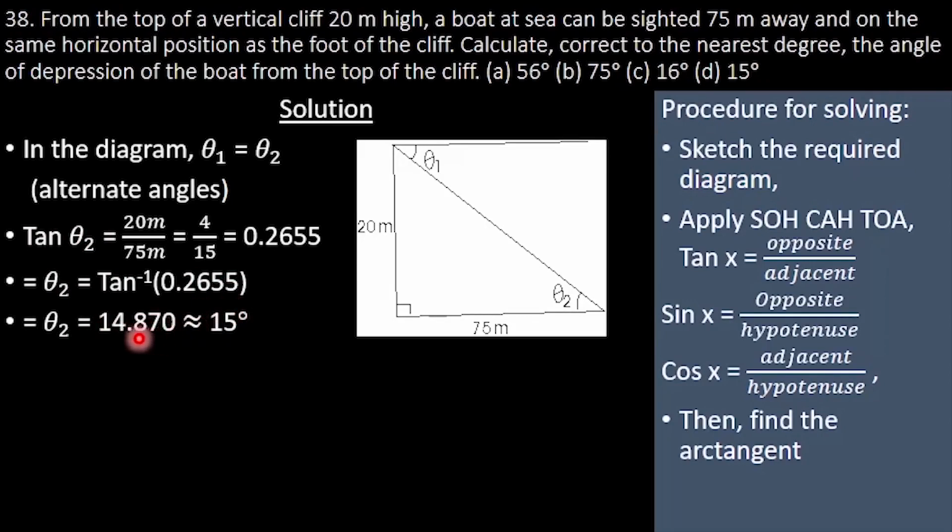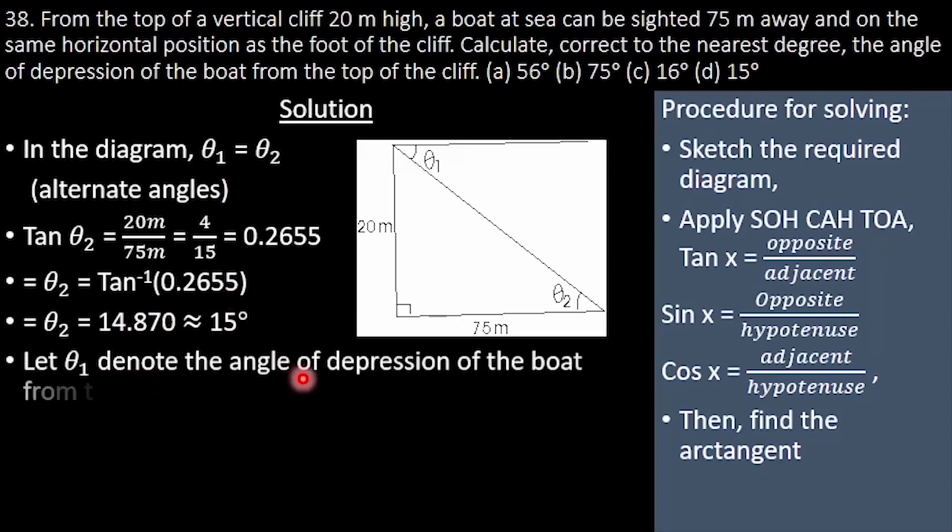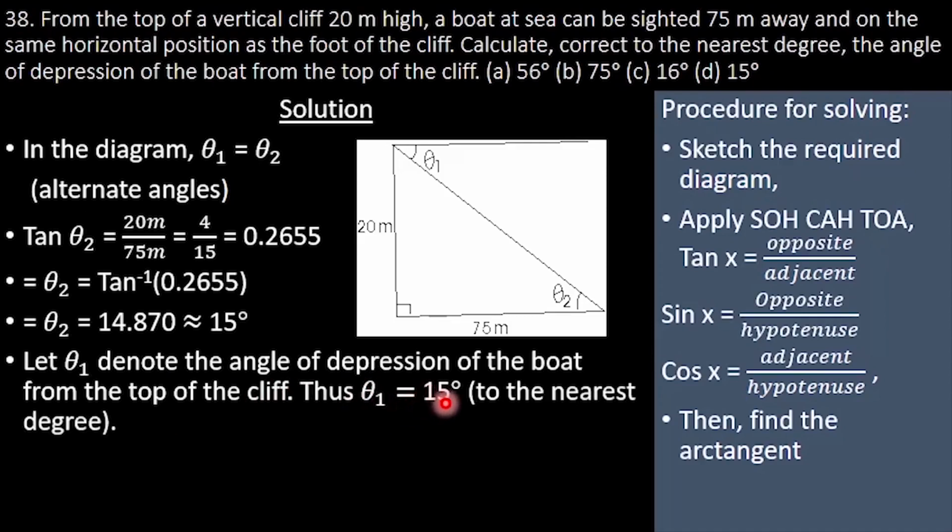Now let theta 1 denote the angle of depression of the boat from the top of the cliff. Theta 1 is equal to 15 degrees. That is, theta 2 is equal to theta 1 because they are alternate, and alternate angles are equal. Therefore, theta 1 is equal to 15 degrees.